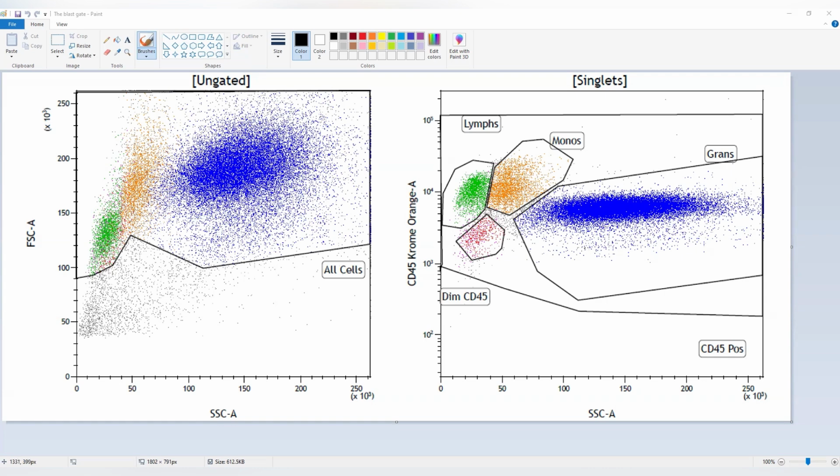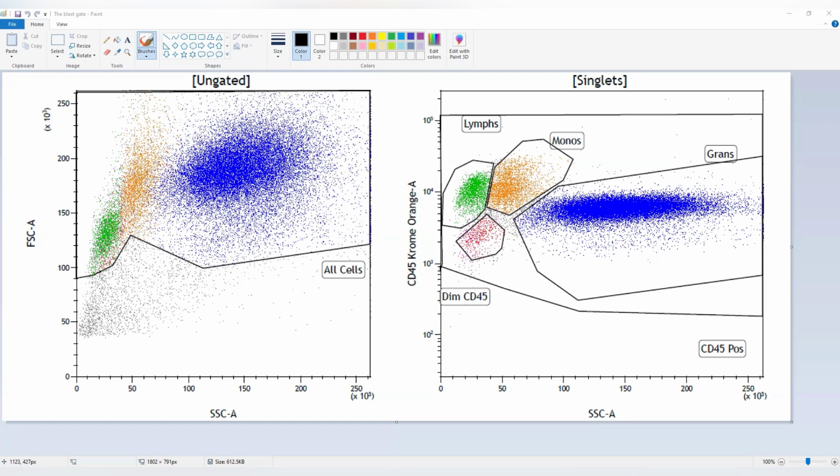But just be careful, not all blasts fall in the blast gate. And in addition to that, not all cells that are identified in the blast gate are blasts because basophils can fall here, plasmacytoid dendritic cells can fall here, hypogranular myeloid cells can fall here. Immature monocytes sometimes can have a dimmer CD45 expression, and because of that, they can fall here. Neoplastic plasma cells can fall here. Erythroid precursors in general are CD45 negative, but sometimes they can fall here in this gate as well, and degenerating cells can fall here as well.